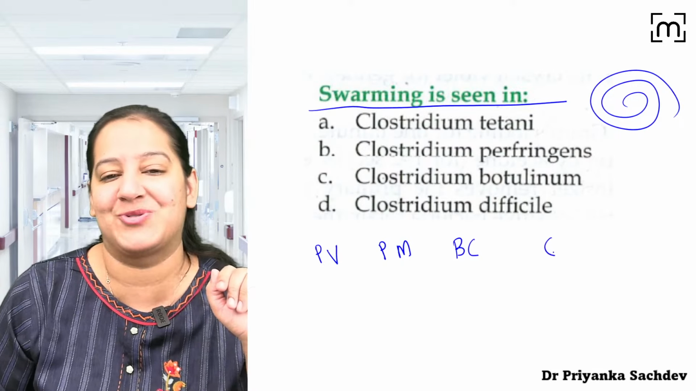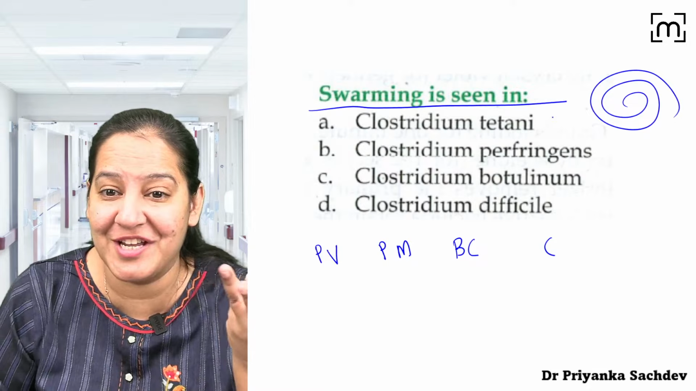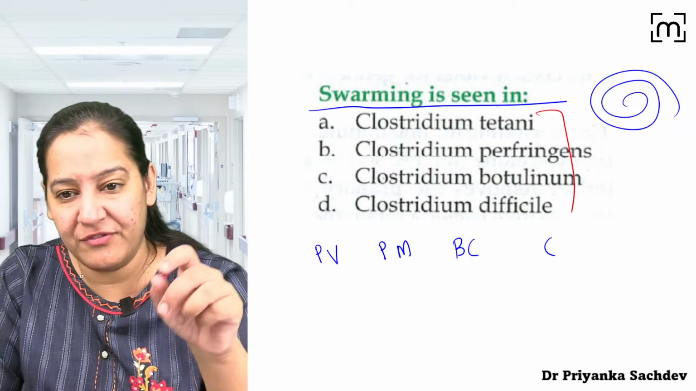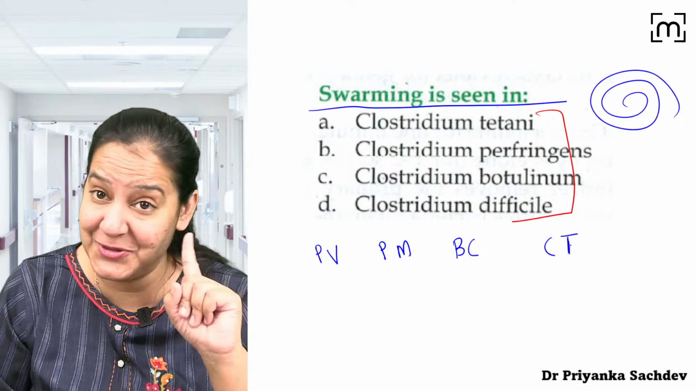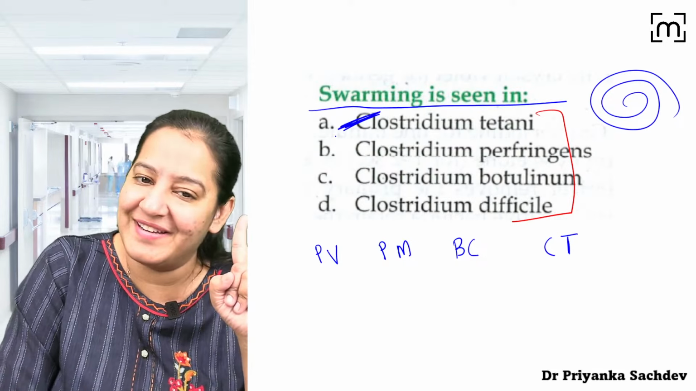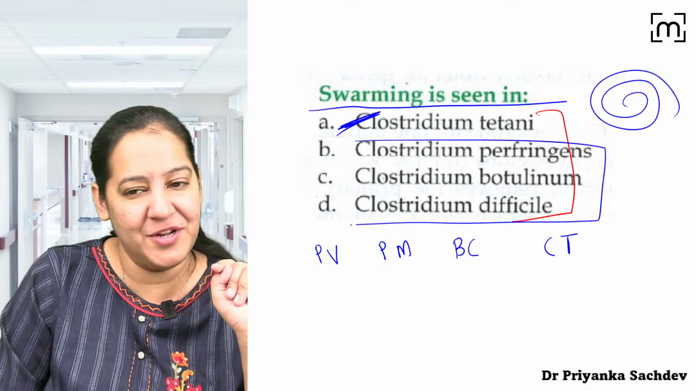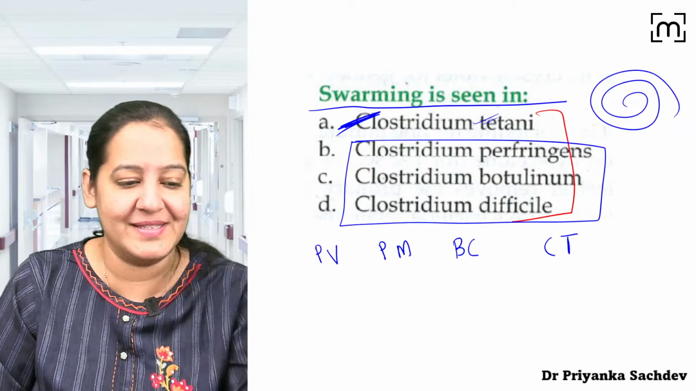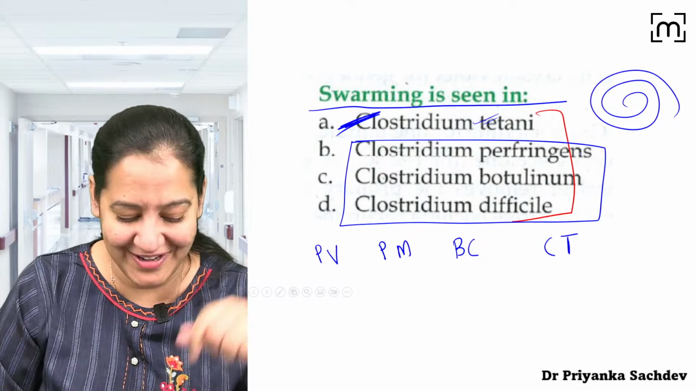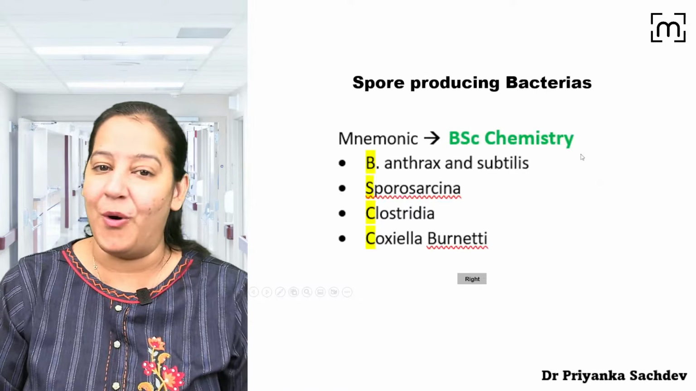And the 4th one is Clostridium. But which Clostridium? That is our question. Which of the Clostridium shows swarming motility? Yes, it's Tetani. I told you clearly it's Tetani. So correct answer here is A. The remaining Clostridium do not show swarming. Right? So this one is very fast motility. That's why move in circles. Give me a thumbs up. Come on. Can we go ahead? Okay. So the correct answer here is A, and you all are right.